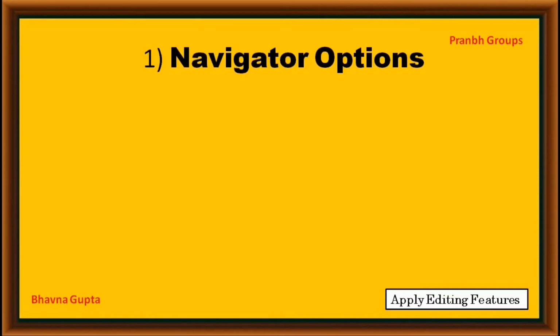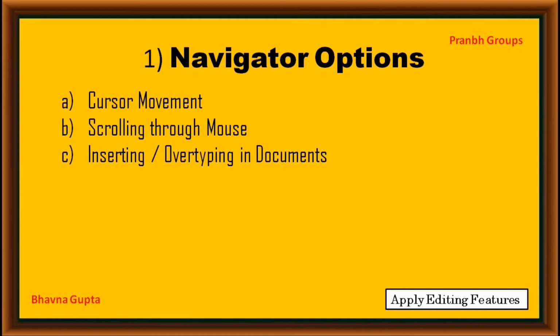First one, navigate options. By navigation, it means moving around a document. While editing a document, to make changes at a particular location, you need to move to a particular position in a document. For this, various keys and key combinations can be used in Writer.